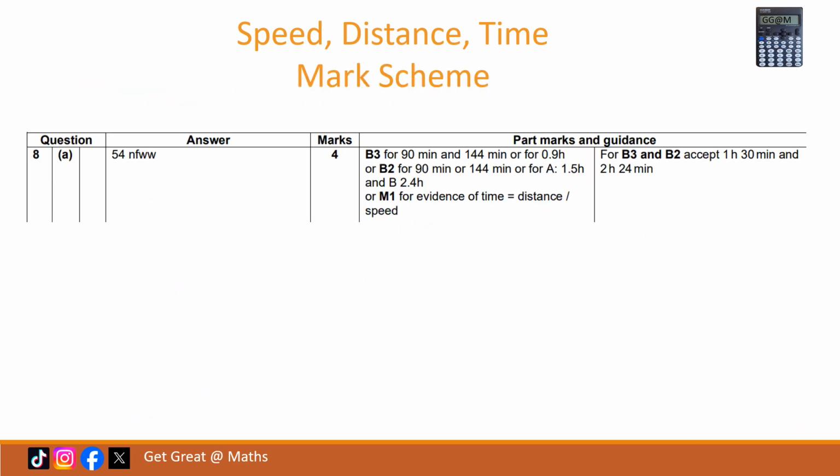The mark scheme on this question showed that there were 4 marks available. NFWW means not for wrong working. So if you got the answer 54 without showing any working out, you will not get the marks. Over here, we've got some method marks. B3 is 3 marks if you got 90 and 144 minutes. B2 for getting 90 or 144 in terms of hours. And an M1, it's another method mark for doing time is distance divided by speed. That's where you're getting your method marks for this question.